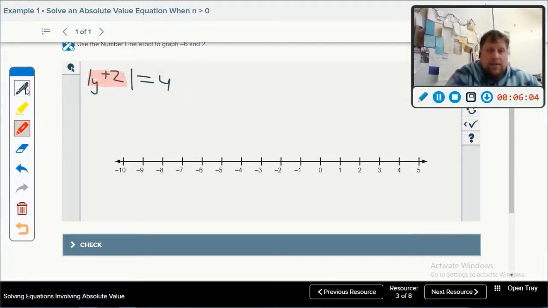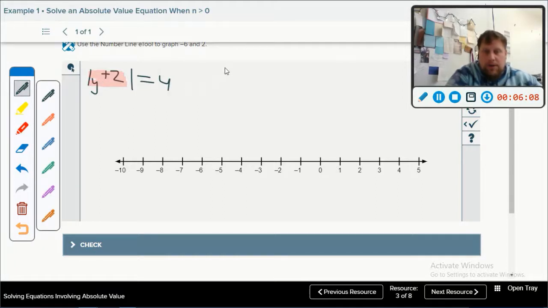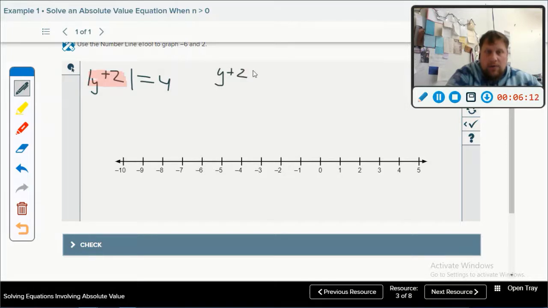So in other words, I'm going to set up two equations. Whenever you have absolute value, you're going to set up two equations. I'm going to have y plus 2 equals positive 4 and y plus 2 equals negative 4. Because remember, the absolute value of 4 is 4, and the absolute value of negative 4 is 4. So I'm trying to find out what two different things will get me a positive 4 when I take the absolute value of it.